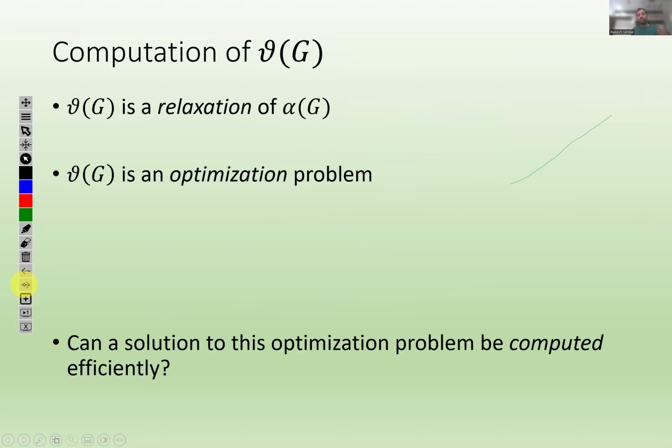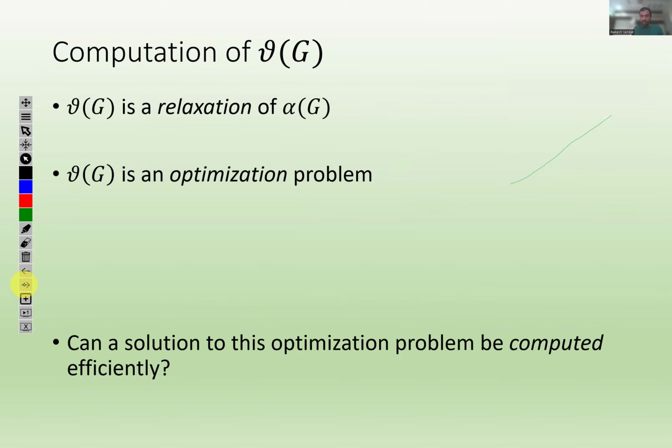So how do we view this computation of theta of G? In the next 15 to 20 minutes, I'm going to spend on this aspect. The theta function, we had shown, can be viewed as a relaxation of alpha of G. What do I mean by a relaxation? It is some sort of an optimization problem. Alpha of G was an optimization problem that asked what is the size of the maximum independent set in G. Theta of G is a relaxation of that.